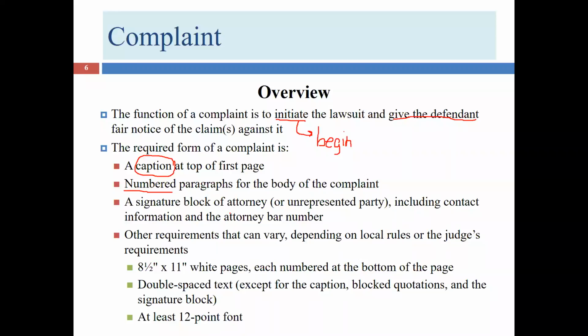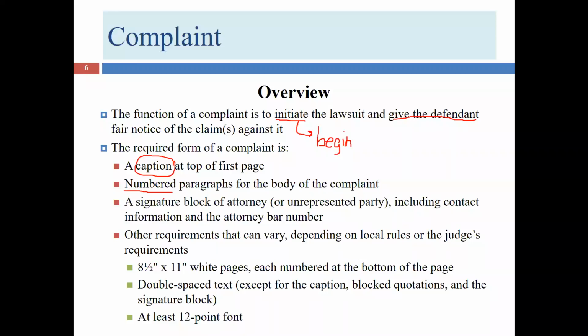Now, of course, most complaints don't have 47 paragraphs, but there's a fair number of complaints that have, sometimes, over 100 paragraphs. That's not an astonishing thing at all. So remember to number your paragraphs, whether it's a short complaint or a long complaint.